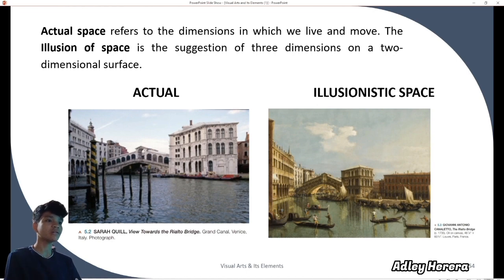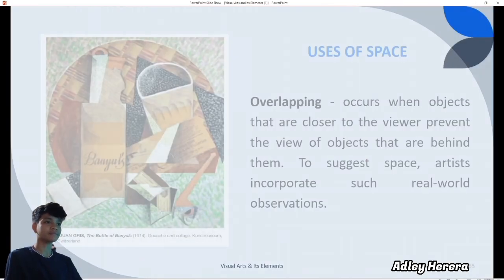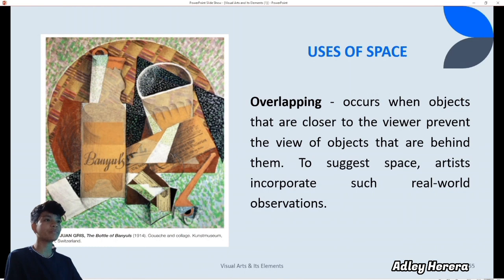We also have uses of space. Overlapping. Overlapping occurs when objects that are closer to the viewer prevent the view of objects that are behind them. To suggest space, artists incorporate such real-world observation. Overlapping is an especially useful device if there is not much actual space between the objects or figures being portrayed.